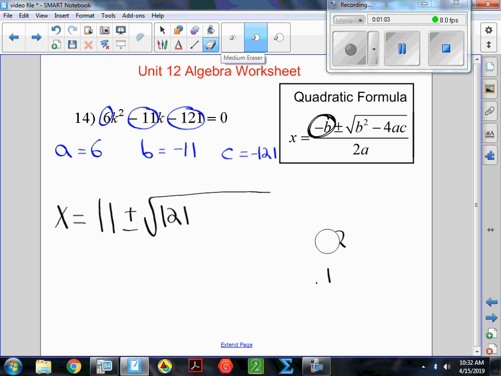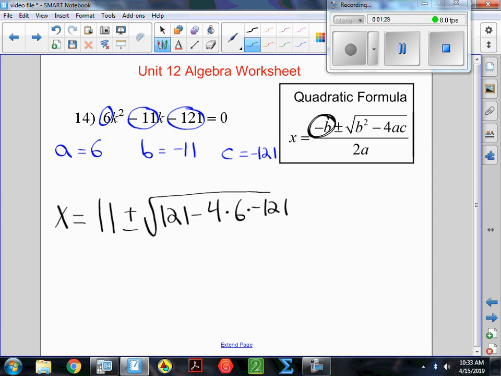So I would encourage you that b squared value is always going to be positive because a squared number is always positive. Positive 11 times positive 11 is positive 121. Negative 11 times negative 11 is positive 121. So I have 11 plus or minus the square root of b squared minus 4 times a times c all over 2 times a. 2 times a is 12.